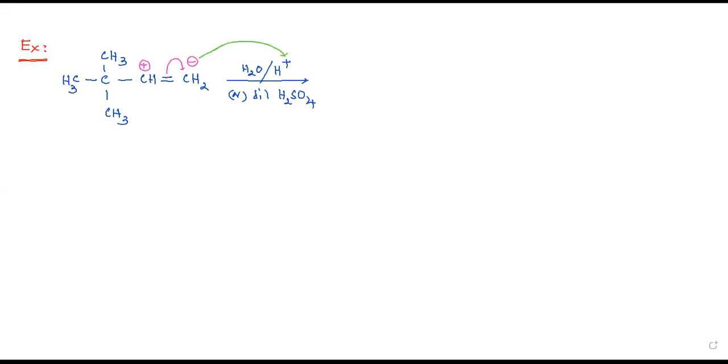Now the attack of H plus. We get CH3, C, CH3, CH3, then CH plus, of course. This becomes CH3. Right. See, this is a 2-degree carbocation. Okay.